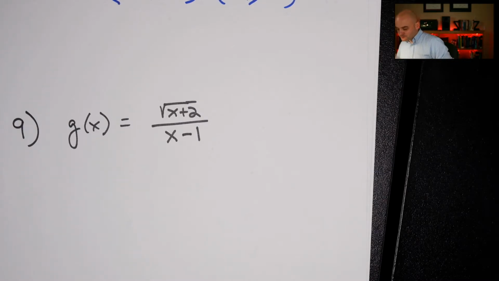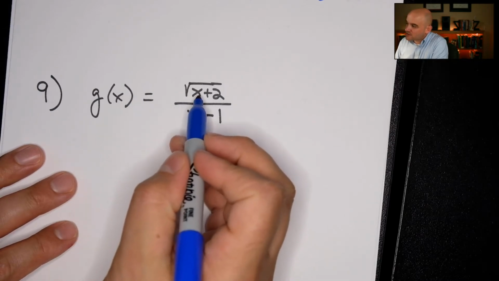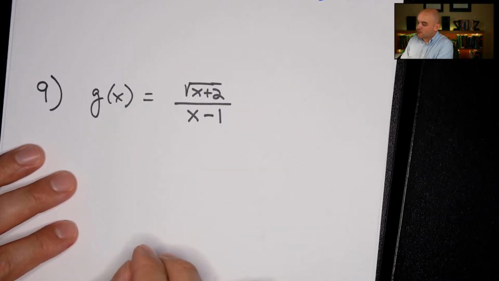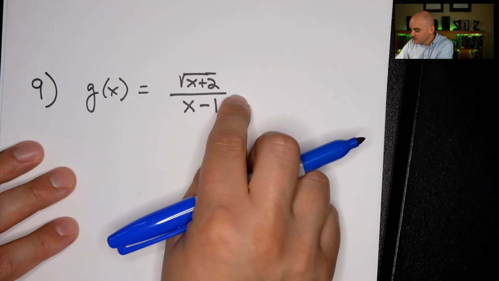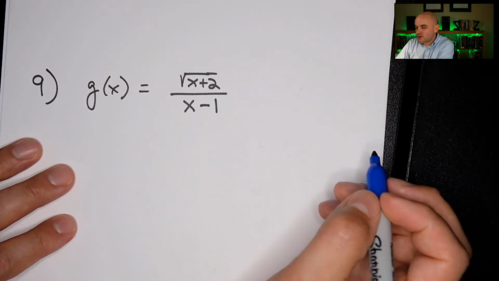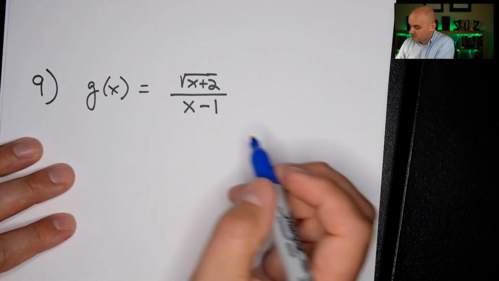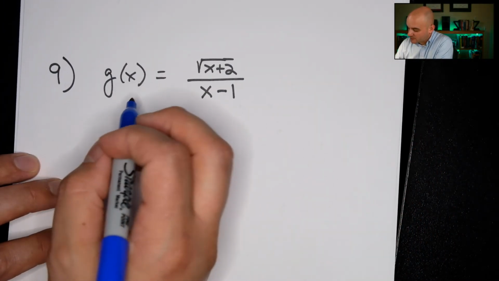All right. So g of x is equal to the square root of x plus 2 over x minus 1. What's going on with this? So two things. First one is the x minus 1 in the bottom. It cannot equal 0 because if the bottom's 0, we got those issues. So let's tackle that first.